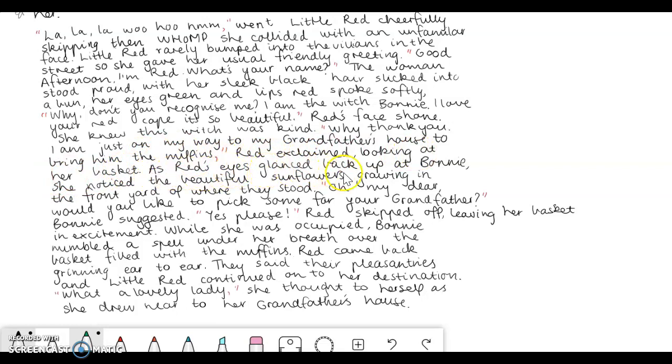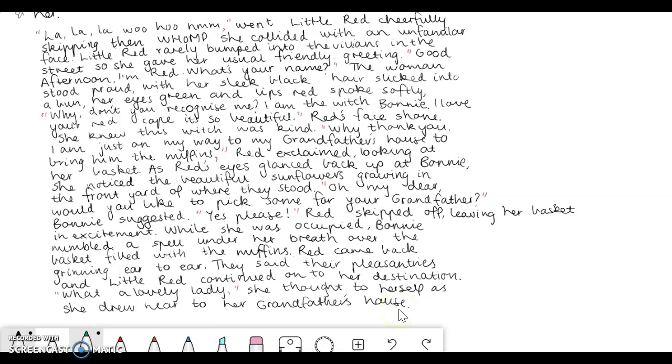As Red's eyes glanced back up at Bonnie, she noticed the beautiful sunflowers growing in the front yard of where they stood. Oh, my dear, would you like to pick some for your grandfather? Bonnie suggested. Yes, please. Red skipped off, leaving her basket in excitement. While she was occupied, Bonnie mumbled a spell under her breath over the basket filled with the muffins. Red came back, grinning ear to ear. They said their pleasantries, and Little Red continued on to her destination.